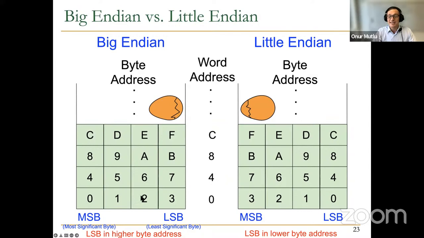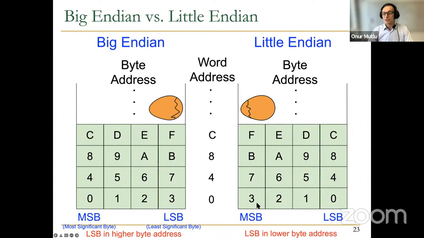So you look at this, the most significant byte in the word is here, and the least significant byte of the word is here at address 3. And that's true for all of the words, as you can see over here. Least significant byte is in the higher address. Whereas if you look at the little endian, least significant byte is in the lower byte address. You can see that it's 0 over here, it's 3 over here.